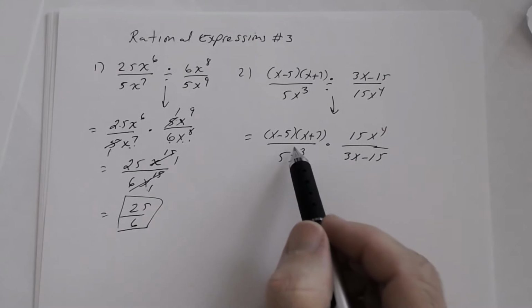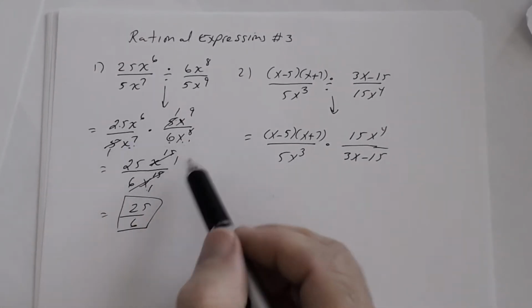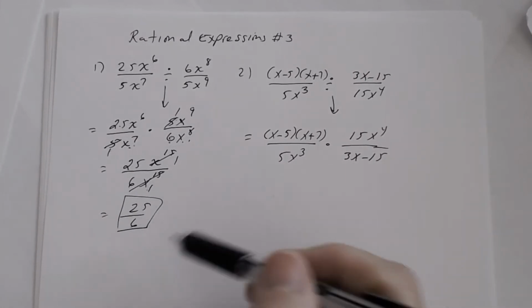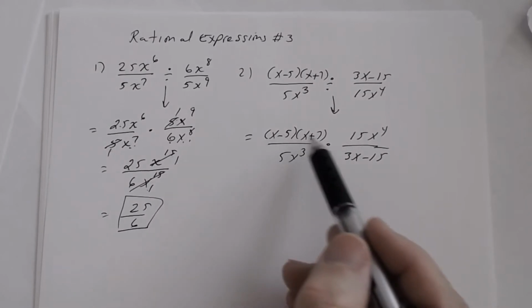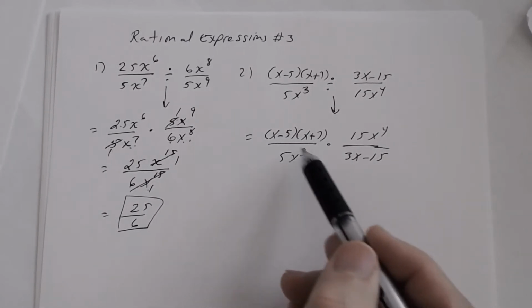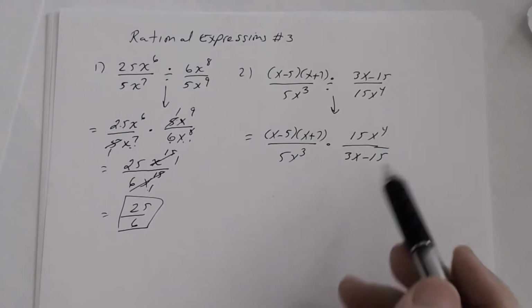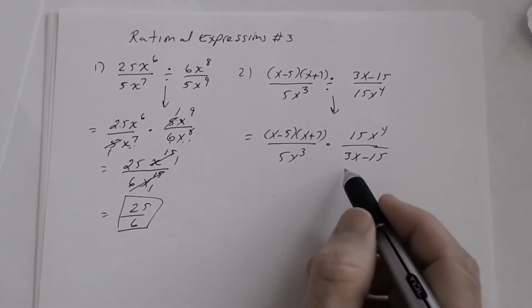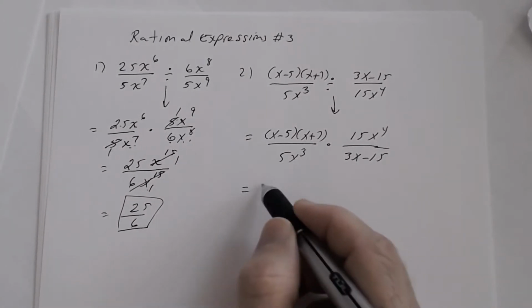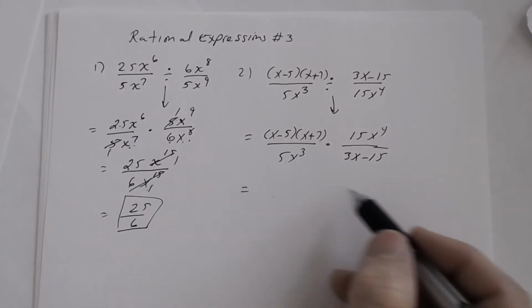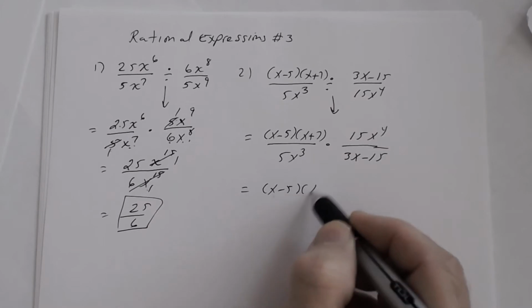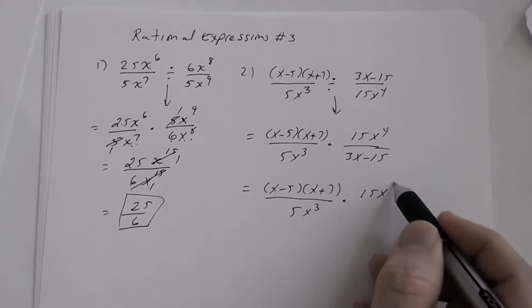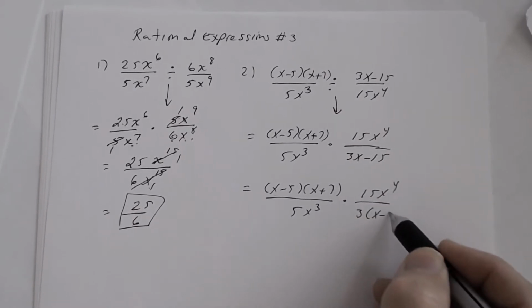Now once you get to that point, remember the next step is to factor. These were monomial factors in the first problem, so there wasn't any factoring to do. I just reduced what I could. Over here, though, you've got a factor. This is already factored for you. These are monomial factors, so I'm going to leave them alone. But look at this binomial right here. Notice that I can factor out a 3, so I'm going to get 3 times x minus 5. Just spend the time and write out that next step. So you get x minus 5 times x plus 7 divided by 5x cubed times 15x to the 4th divided by 3 times x minus 5.